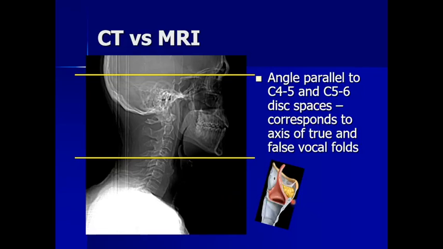So if you don't angle properly for the larynx, you're going to have supraglottic and glottic larynx in the same plane, and you're not going to be able to stage the patient or tell which subside is involved. So how do we fix this problem?